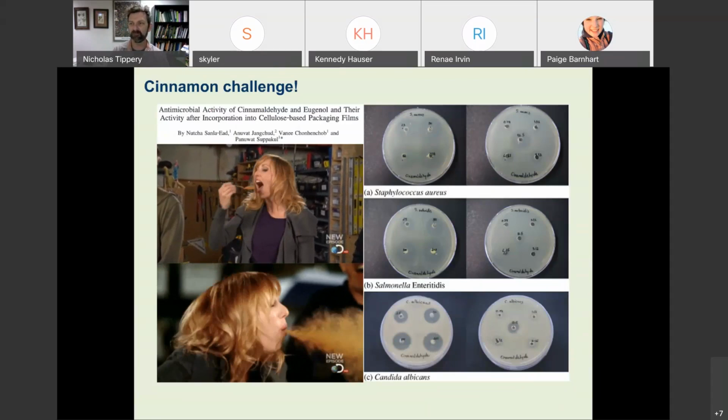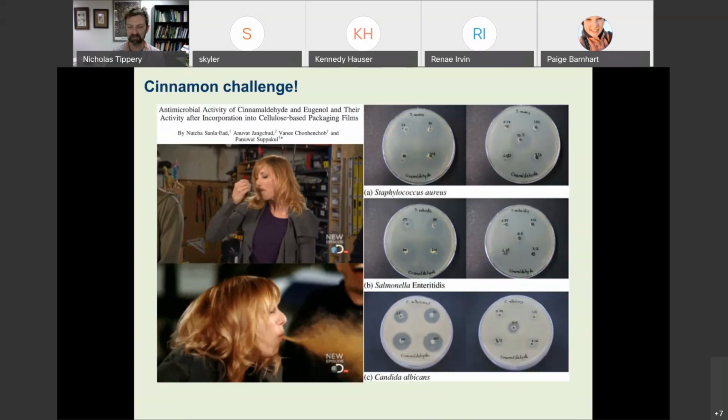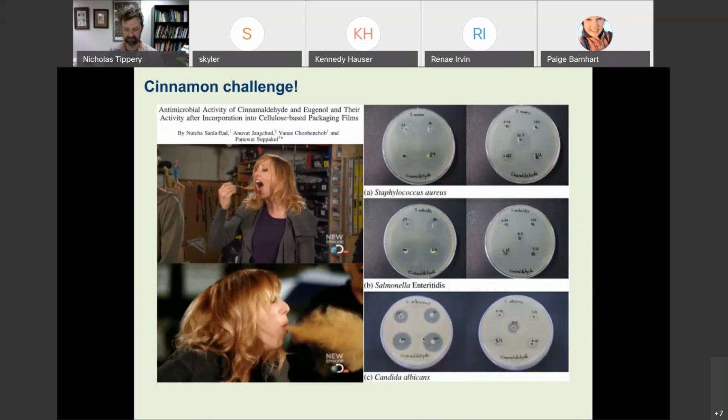So putting that into your food might have a double benefit. We think it tastes good. It also might be killing if you've got bacteria on there that could cause your tummy some trouble a little bit later. Some of these are pretty effective at killing bacteria.